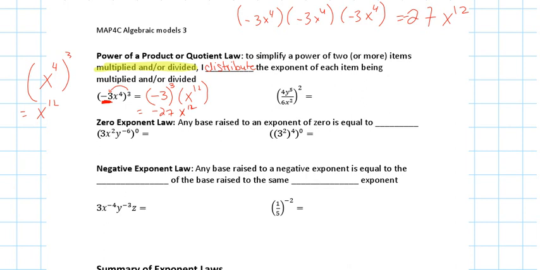So that's the case if I have multiplication, which I already know is multiplication here, right? And then if you have division, that's why we call it quotient, okay? So what would you do here?